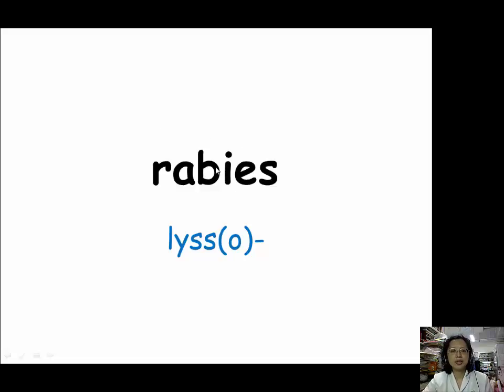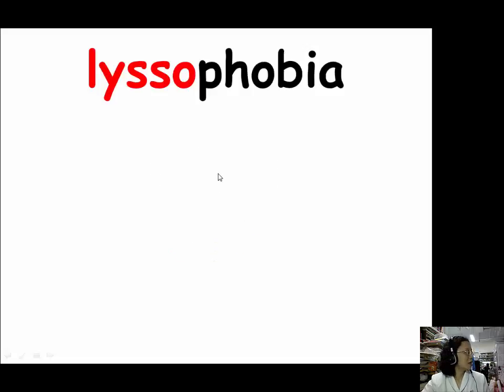For rabies, which is a disease caused by the rabies virus, it has its own prefix, lysso, L-Y-S-S-O, and our example is lyssophobia. Lyssophobia is an irrational fear of going insane, because this prefix also has a meaning of insane.